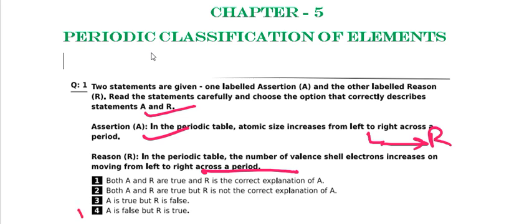I will go for option 4. A is false but R is true. In the periodic table, the number of valence shell electrons increases on moving left to right, but the statement that atomic size increases from left to right is wrong. It is right to left, right? The next question for you.